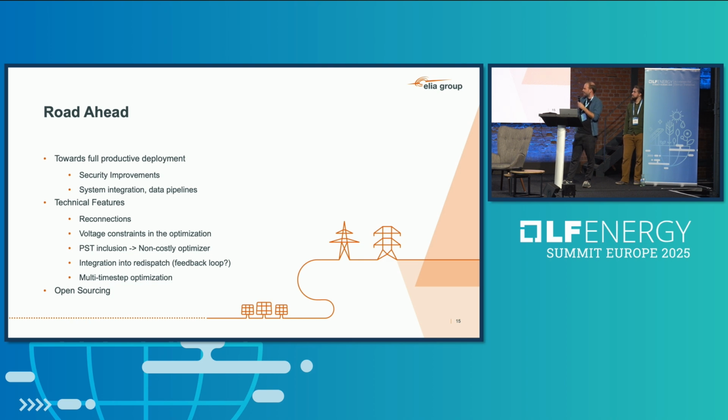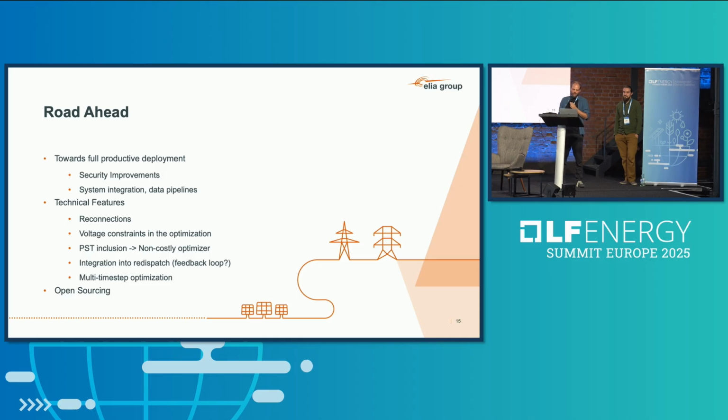And last but not least, the multi-time step optimization, because we don't want our operators to flip switches all the time. So we would like to find a topology that's actually valid for multiple time steps. But so far, we assume that if you optimize one time step, then usually in the next hour, the situation is similar-ish. So the topology should still work.